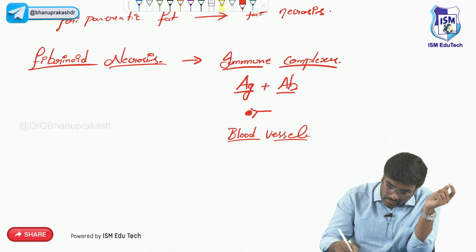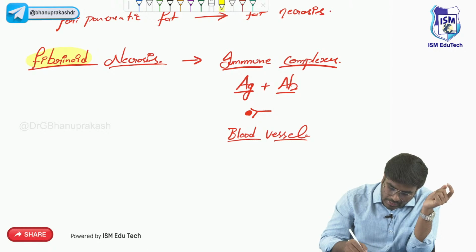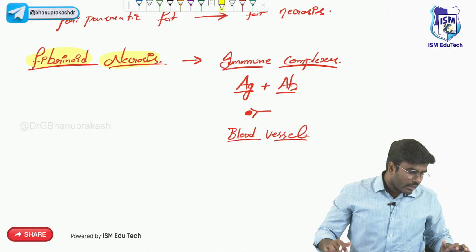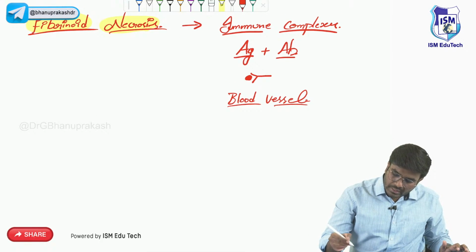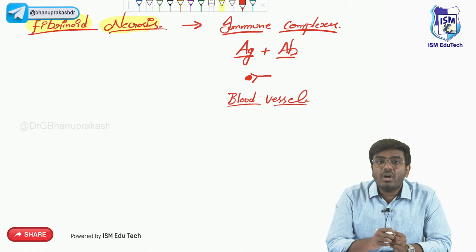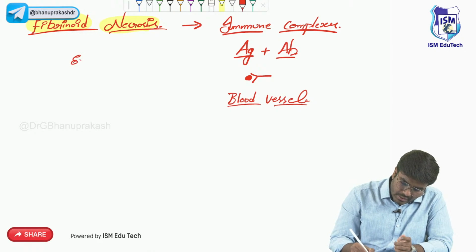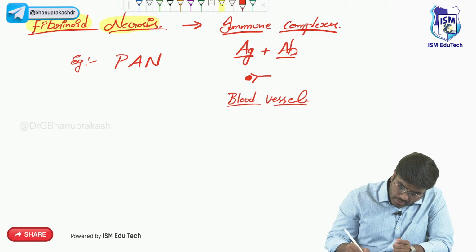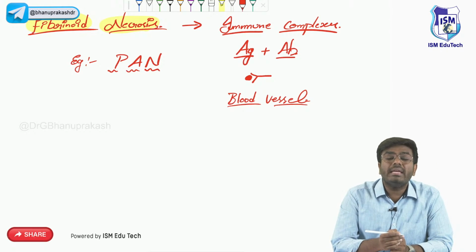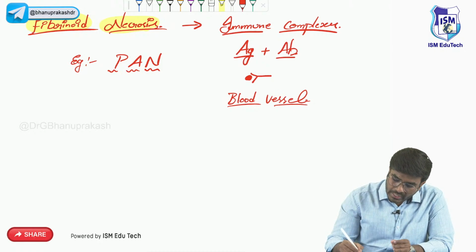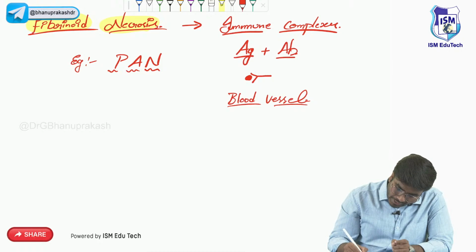So whenever I hear about fibrinoid necrosis, the structure that will come to my brain is the blood vessels. The wall of the blood vessels is undergoing death by a process of fibrinoid necrosis. If you ask me the examples of fibrinoid necrosis, polyarteritis nodosa. Polyarteritis means poly means many, arteritis means arteries, blood vessels. Polyarteritis nodosa is an example. And rheumatic heart disease.